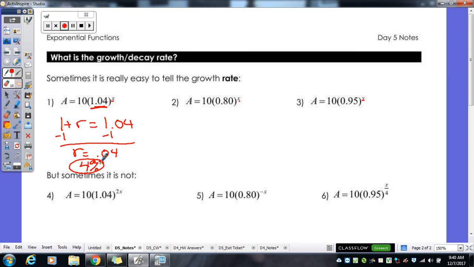Now the second one though, is that one growth? No, this one is decay because it's less than 1. So decay would be 1 minus your rate, is how we got the 0.80. So if I subtract my 1 over, negative r equals negative 0.2. So what would positive r equal? Positive 0.2. So our decay rate would be 20%.